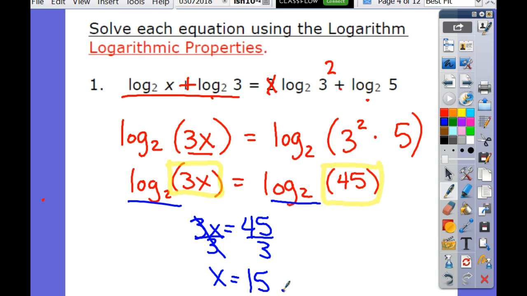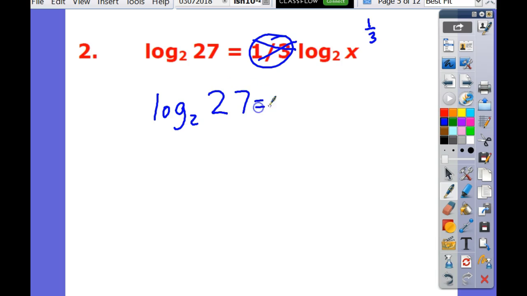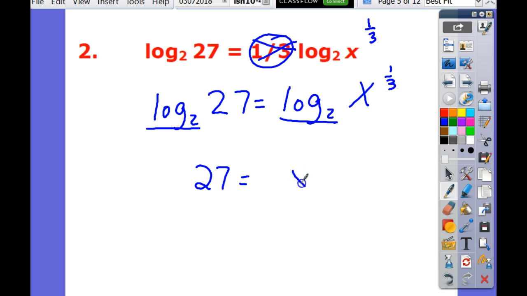That is how you solve a log equation where you have a log on both sides of the equal sign. So in example number 2, the first thing I need to do is something with this number out in front of the log. Using the power rule, this becomes an exponent. So we have log base 2 of 27 equals log base 2 of x to the 1/3. Since this is equal to that, the 27 has to be equal to x to the 1/3 power.